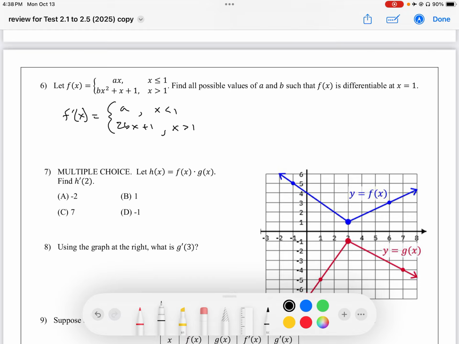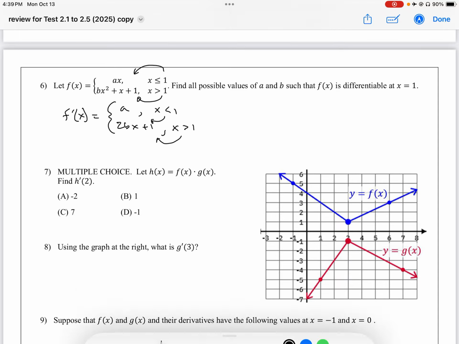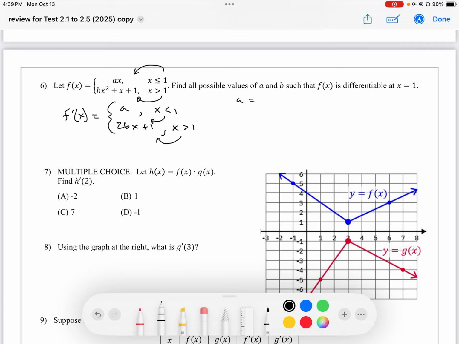Okay, so now what we're going to do is plug 1 into our original function to make sure the y values match, and then plug 1 into our derivative function to make sure our slopes match. So that should give us two equations. So we'd get a equals b plus 2 if we plug 1 into our original function. If we plug it into the derivative, we get a equals 2b plus 1.